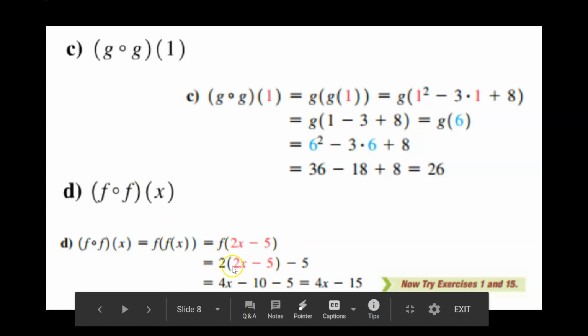Then I distribute: 2 times 2x is 4x, 2 times negative 5 gives you negative 10. Then I take the negative 10 and the 5 and get negative 15. So it should be 4x minus 15. So Lindsay, does that help you out a little bit?